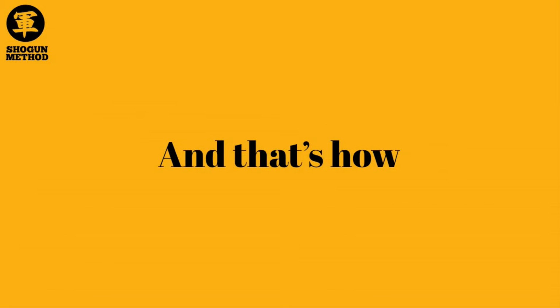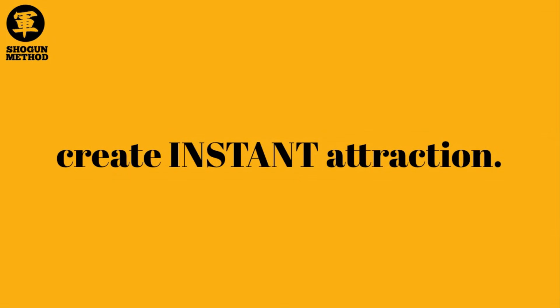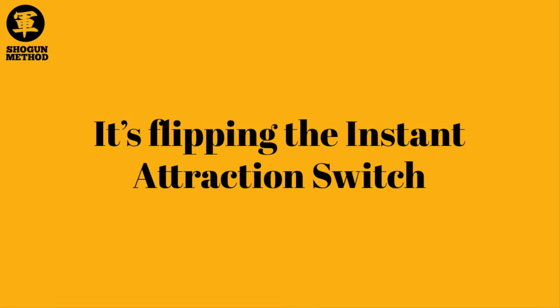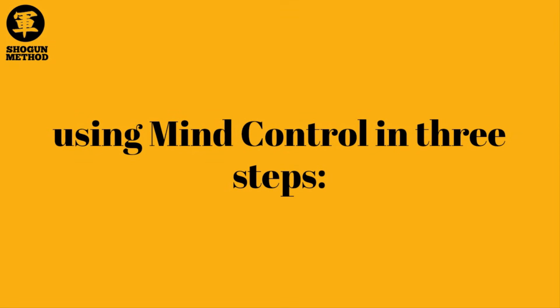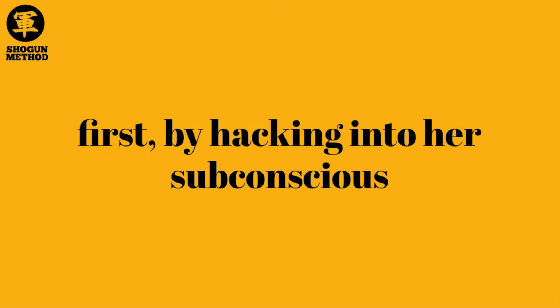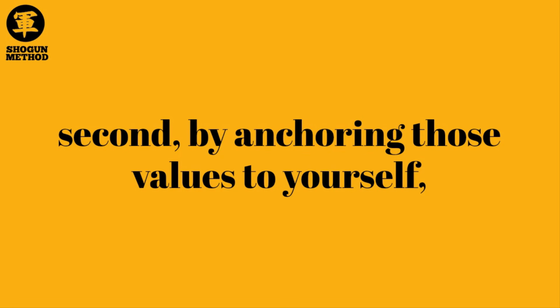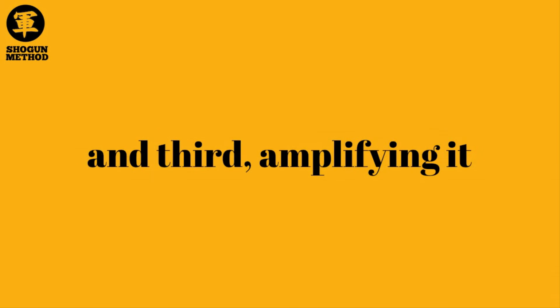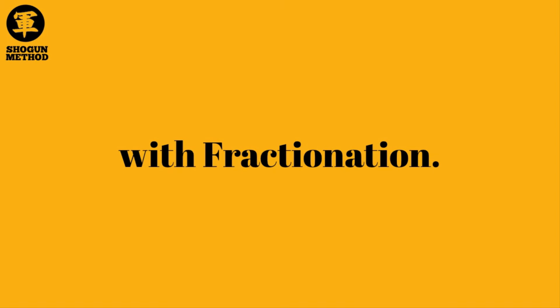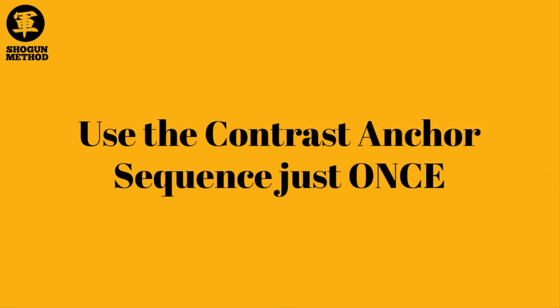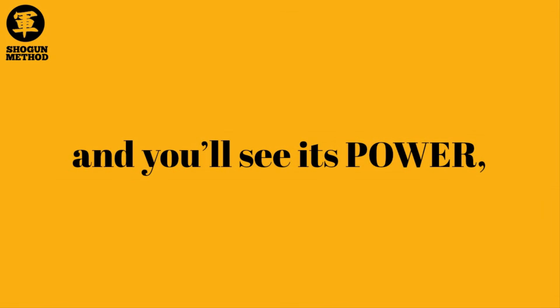And that's how Shogun Method practitioners create instant attraction. It's flipping the instant attraction switch using mind control in 3 steps. First, by hacking into her subconscious and extracting her values. Second, by anchoring those values to yourself. And third, amplifying it with fractionation. Use the contrast anchor sequence just once, and you'll see its power, believe me.